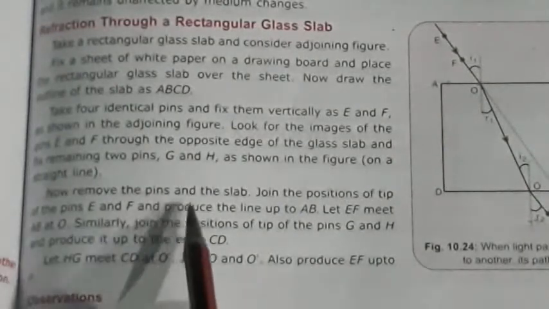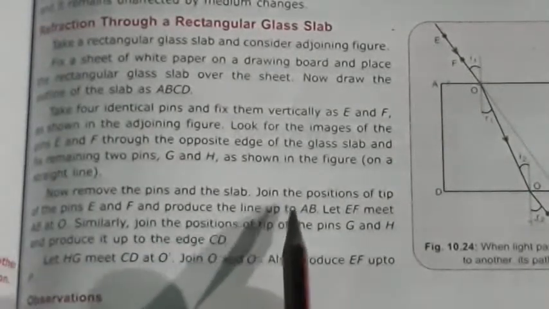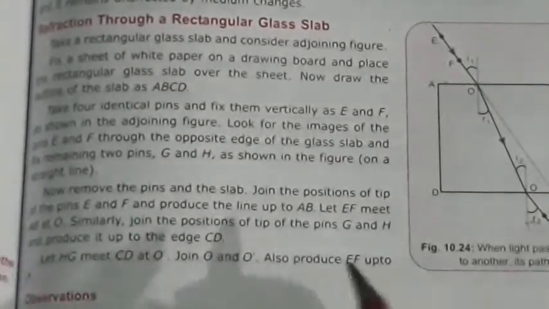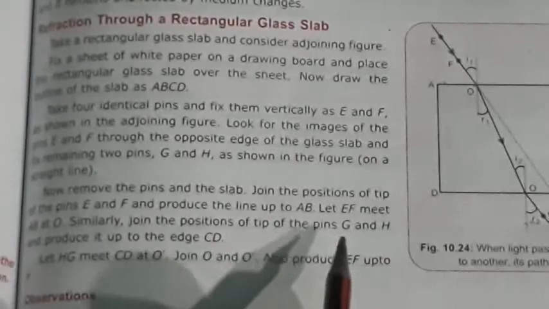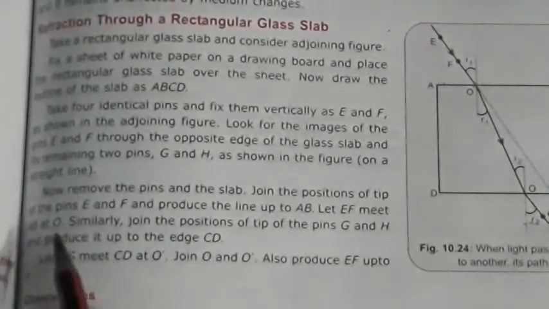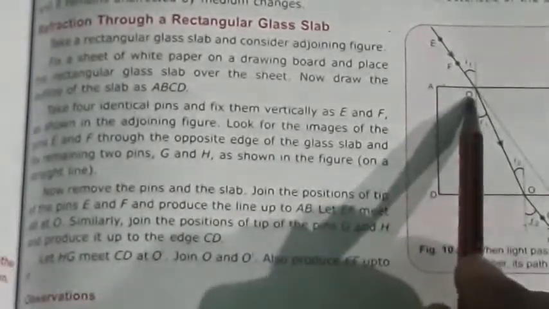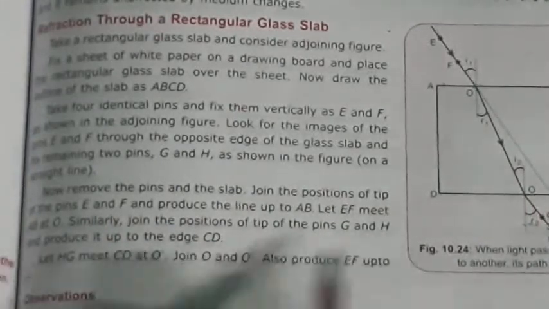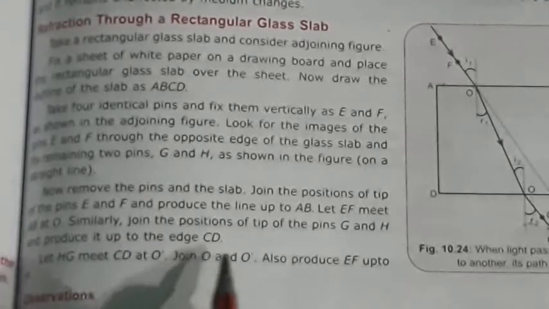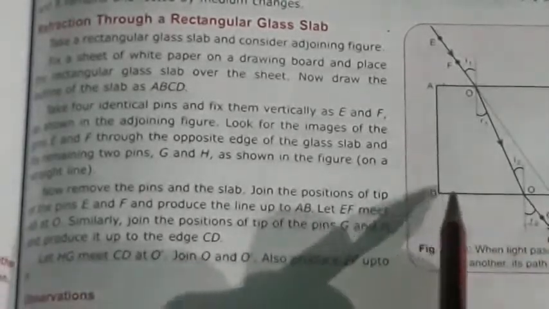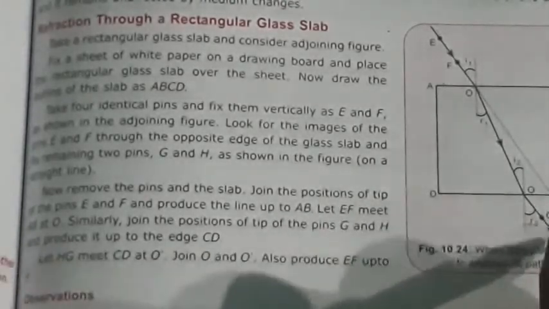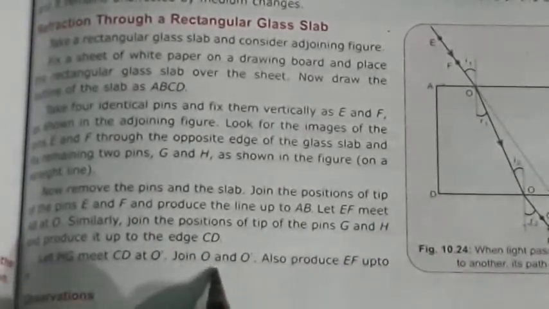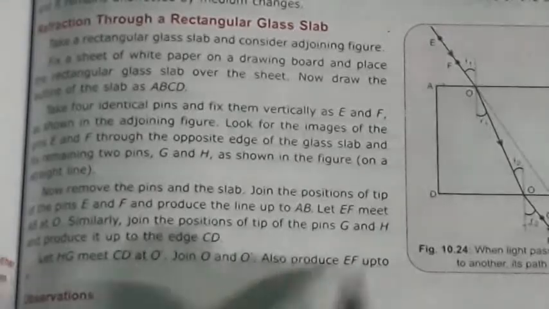Now remove the pins and the slab. Join the positions of the tips of the pins E and F. Produce the line up to AB. Let EF meet AB at O. This is O. Produce the positions of the tips of pins G and H up to CD. This is CD. Let HG meet CD at O dash. Join O and O dash. Also produce EF up to P.